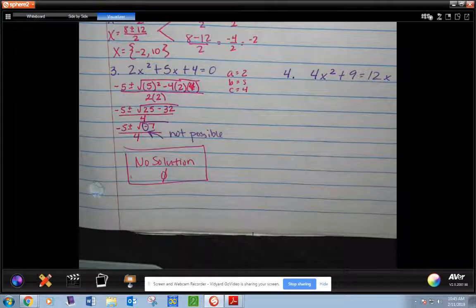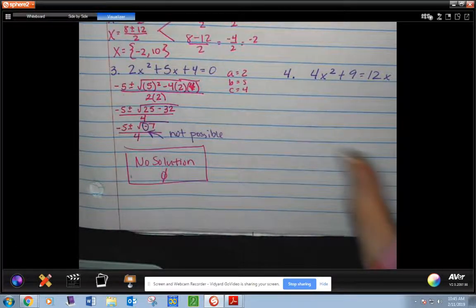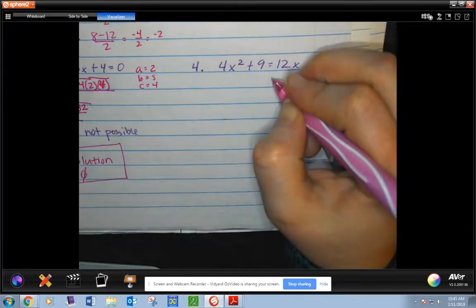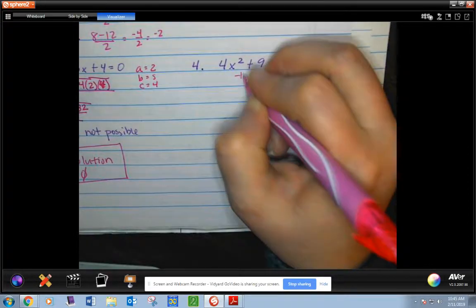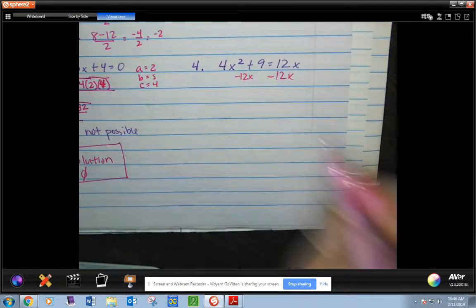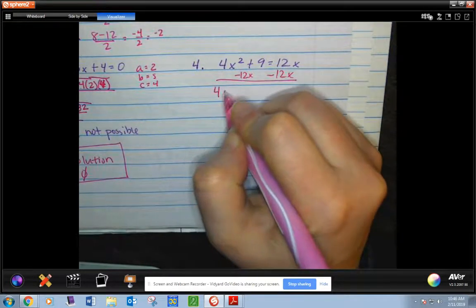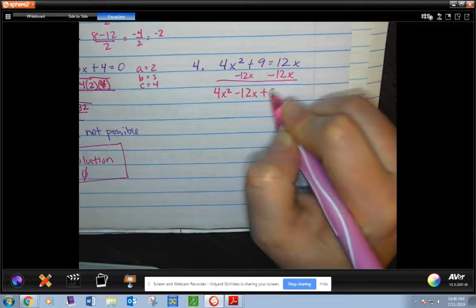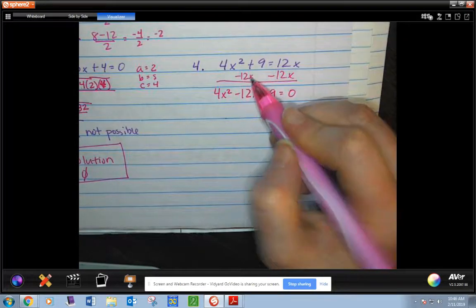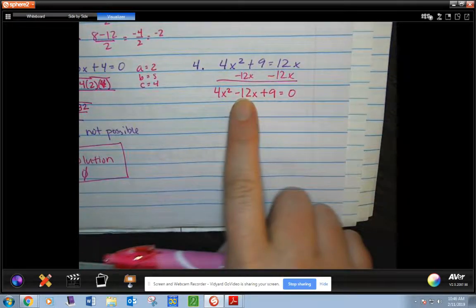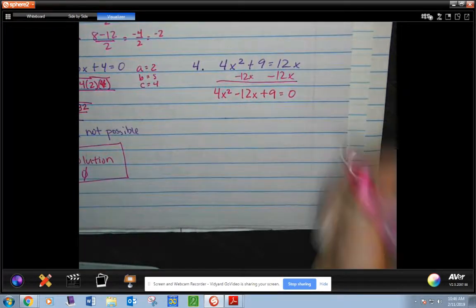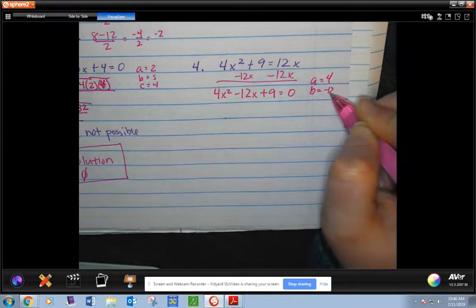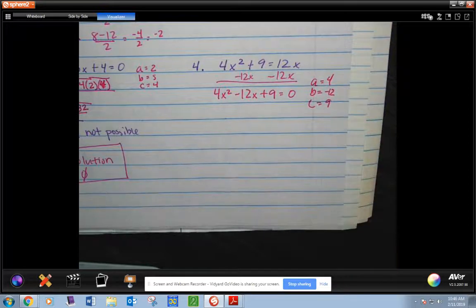For my last example, I have 4x squared plus 9 equals 12x. Since this is not equal to 0, we're going to subtract the 12x. So now I have 4x squared, the minus 12x goes next, and then plus 9 equals 0. The reason the 12x has to go in the middle is because it has to go in A, B, C form. So now I know that A is 4, B is negative 12, and C is 9.